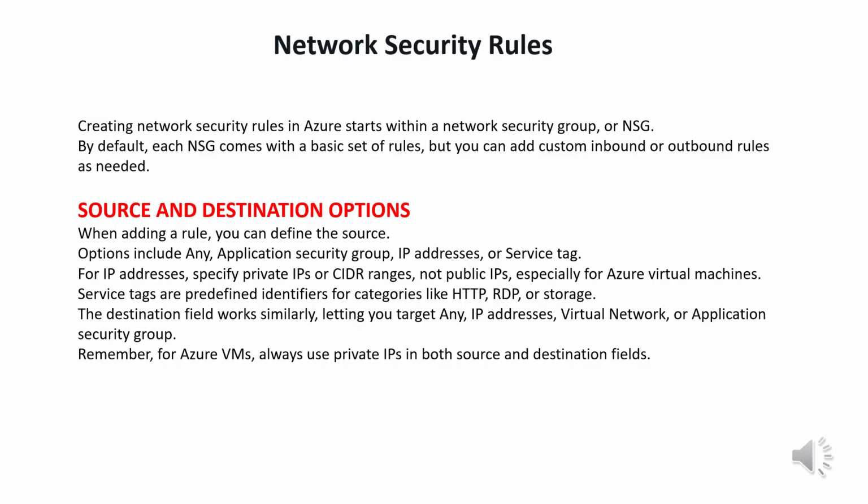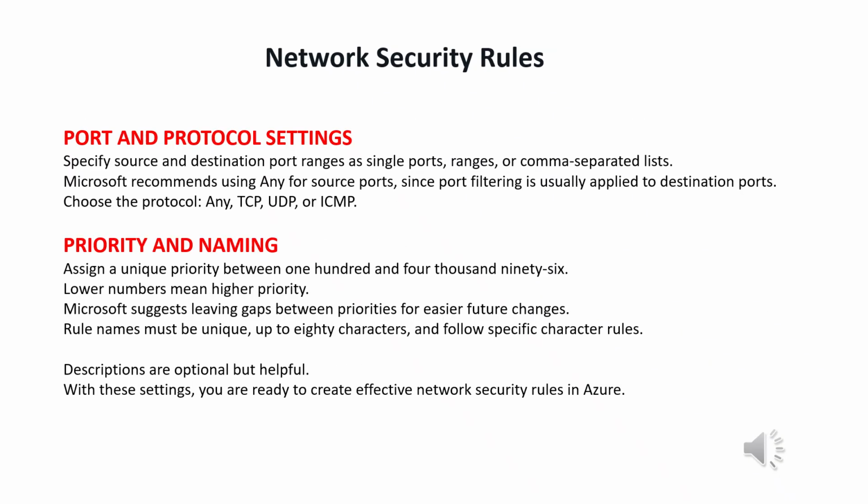The destination field works similarly, letting you target any IP addresses, virtual network, or application security group. Remember, for Azure VMs, always use private IPs in both source and destination fields. Specify source and destination port ranges as single ports, ranges, or comma-separated lists. Microsoft recommends using any for source ports, since port filtering is usually applied to destination ports.